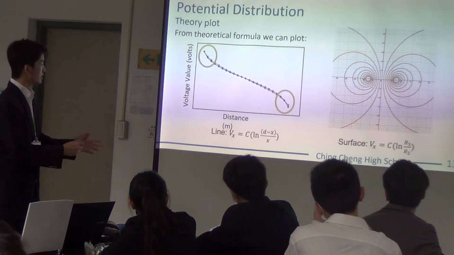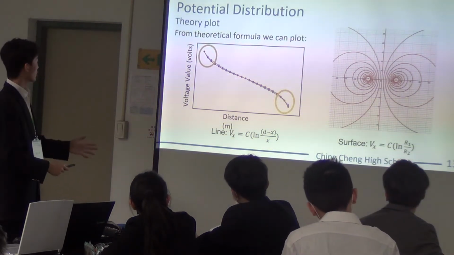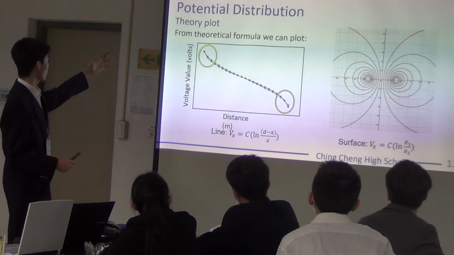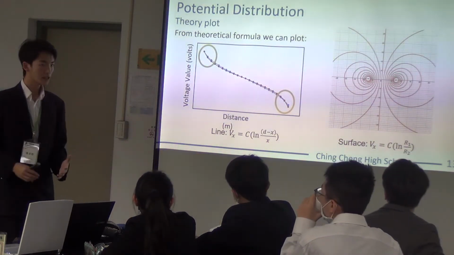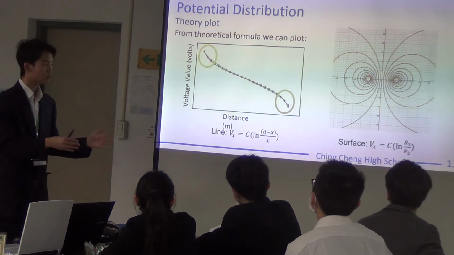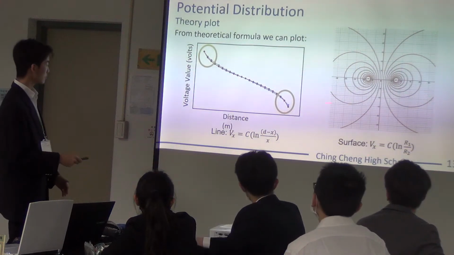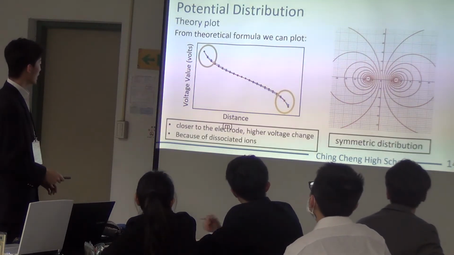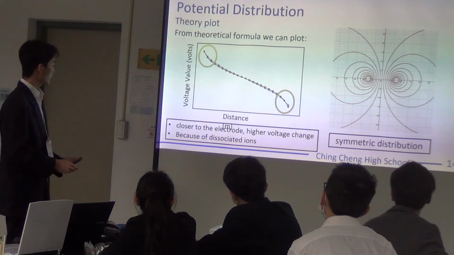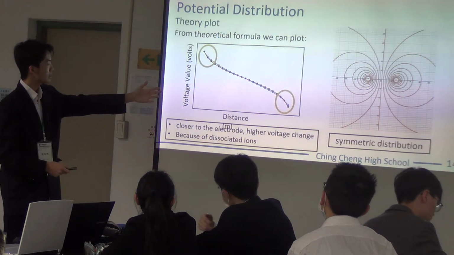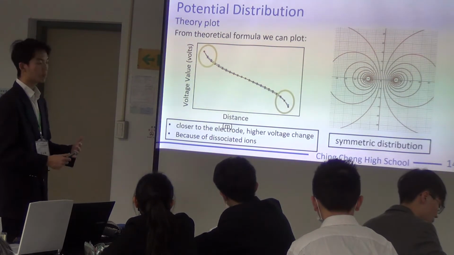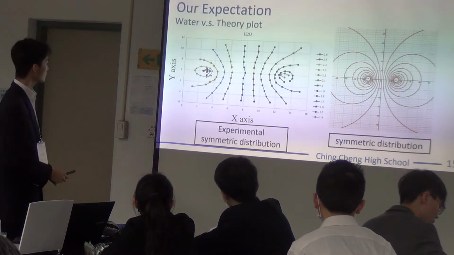Then, if we plot these two formulas that we get from our derivation, we can see how the voltage is related to the distance. This is a graph along a line between the two electrodes, and this is the surface. You can see that the closer we are to the electrode, the more the voltage changes. And we see the plane. This is a symmetric distribution that I mentioned in the introduction, and this would be our expectation.